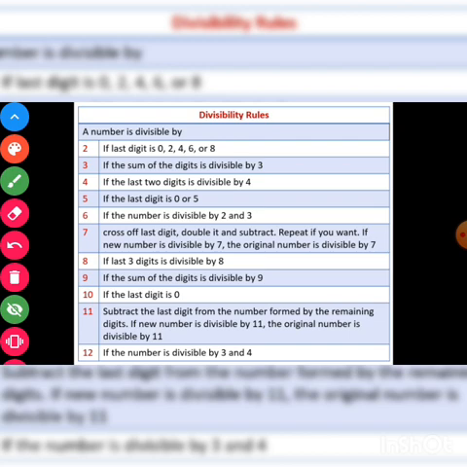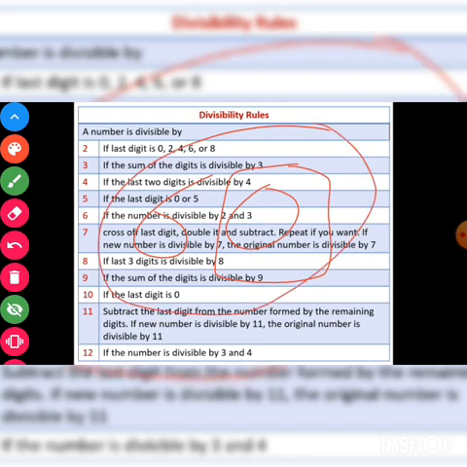Now let us check the divisibility test of 5. For the divisibility test of 5, it's very simple. If a number is ending with 0 or 5, the number will be divisible by 5. Example, let us take 60. 60 is ending with 0, so it will be divisible by 5.